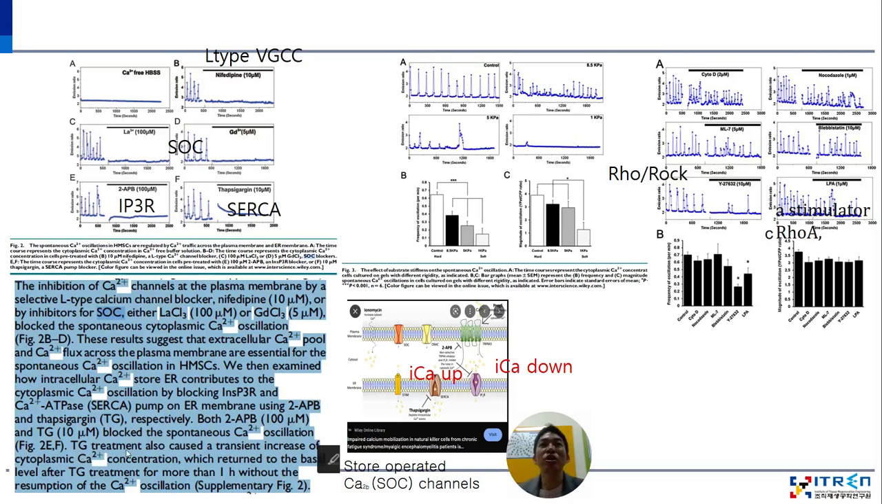And then TG treatment also caused a transient increase of cytoplasmic calcium concentration, which returned to the basal level after TG treatment for more than 1 hour without resumption of calcium oscillation. So from this result, we can say that calcium oscillation is dramatically regulated by the extracellular calcium and then ER calcium influx.